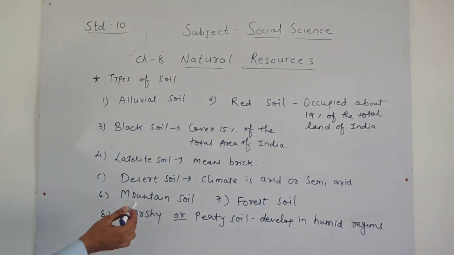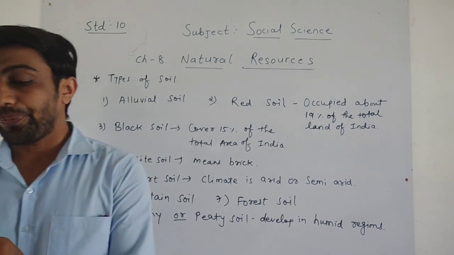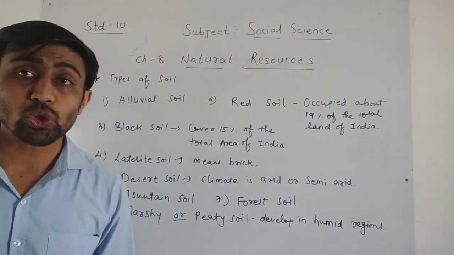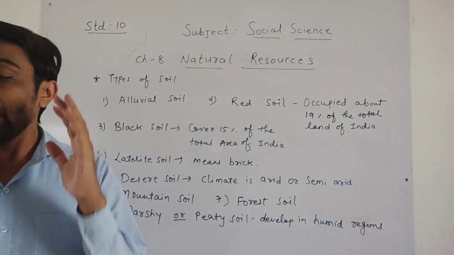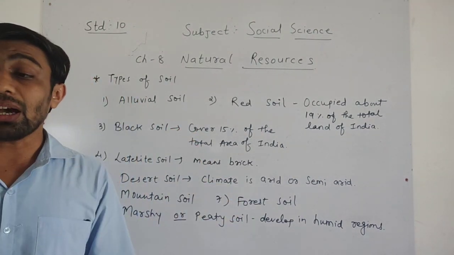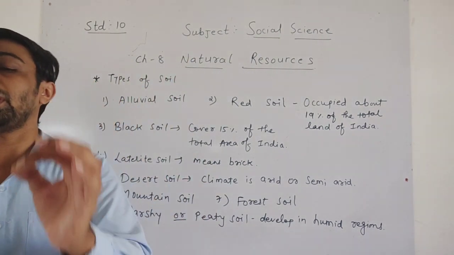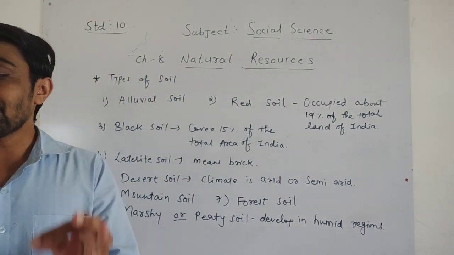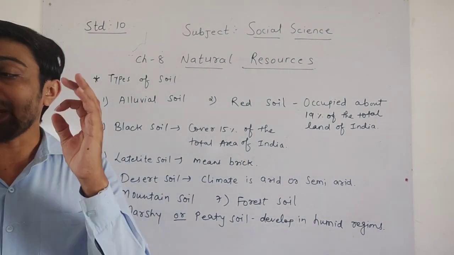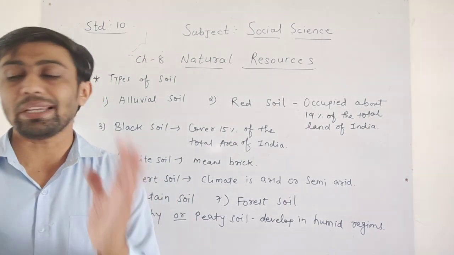Next one, dear children, they have given about the mountain soil. This type of soil is found in the valleys and sloping regions of the Himalaya at an altitude, which means height, of 2700 to 3000 meters. Its layer is very thin as well as underdeveloped.